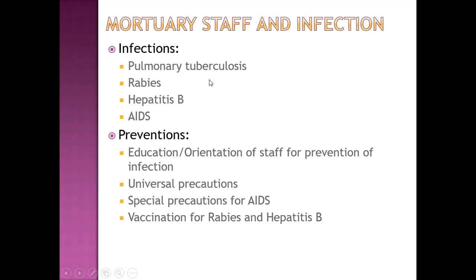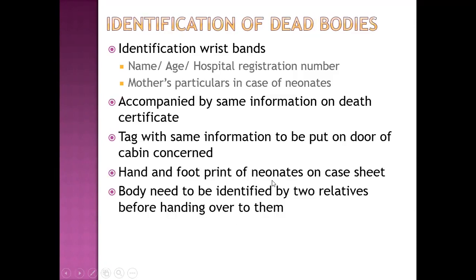Then about mortuary staff and infections. Mortuary staff is susceptible to infections, especially pulmonary tuberculosis, and there is a risk for rabies, hepatitis B, and HIV. Prevention of infections include education and orientation of staff for prevention of infection, universal precautions in general, and special precautions for HIV positive dead bodies, and vaccination for rabies and hepatitis B.